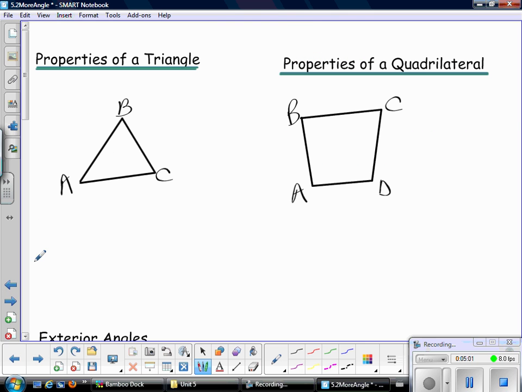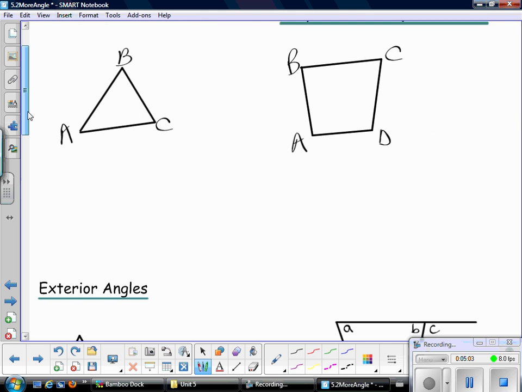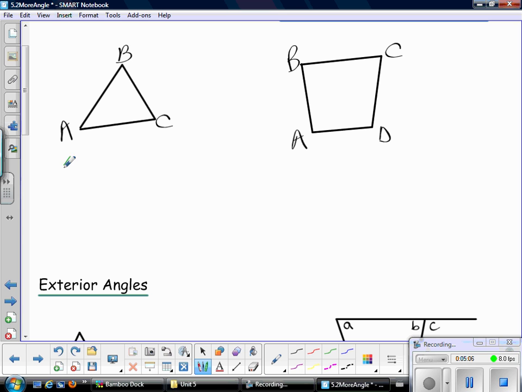All right, so properties of a triangle. I know that angle A plus angle B plus angle C equals 180 degrees. And that is very important. We use that an awful lot.